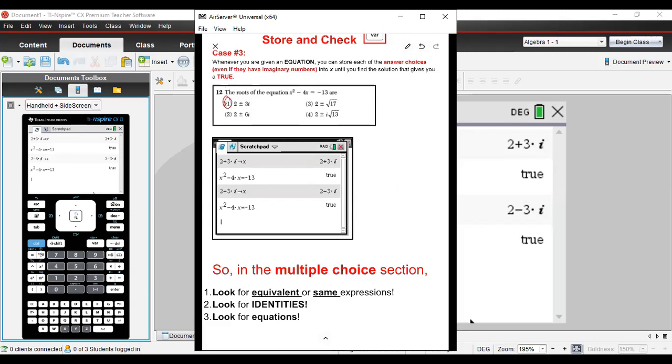Now remember, in order to pass this exam in August, you got to get about 14 questions right. So the more expressions and equations that you can use store and check on, the better chance that you can pass this exam. The more identities that you can check to see which ones are identities, the better chance you have to pass the exam. So that's what I want you guys to do. Go through each of the 24 questions, and find the ones that you can use store and check on.